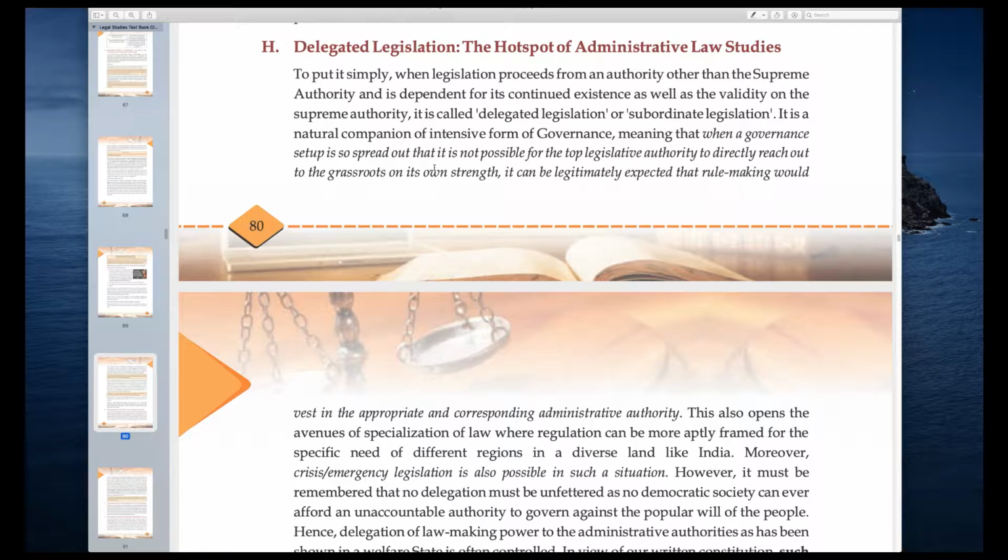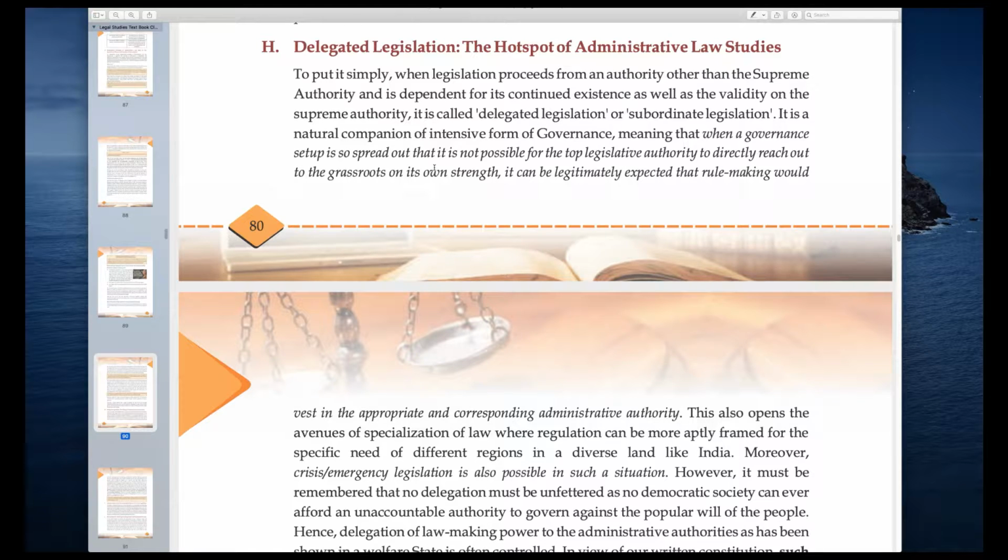As we have already discussed delegated legislation while discussing the types of administrative actions. Okay, remember the administrative legislative action? So, that is the same thing. Nevertheless, we will revise it. So, what is being said here?